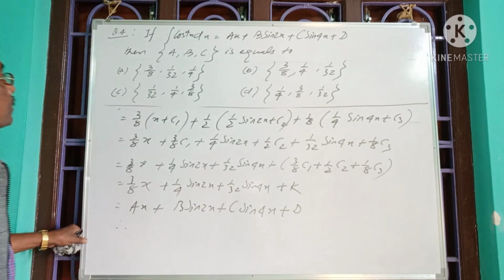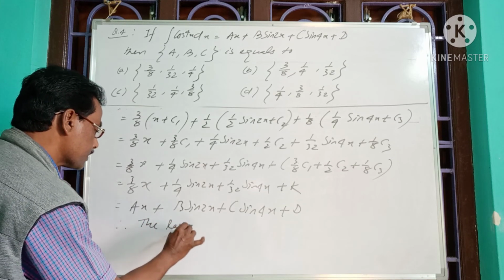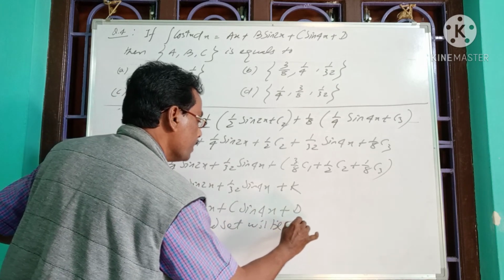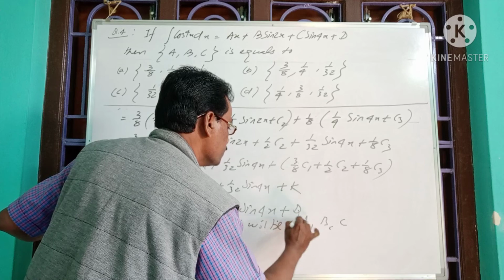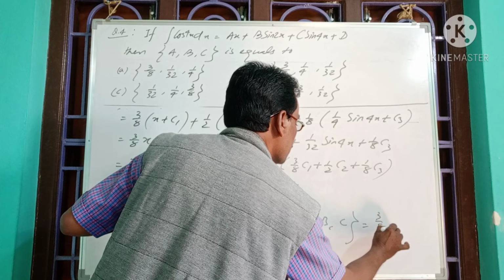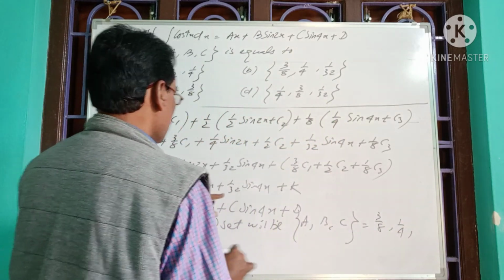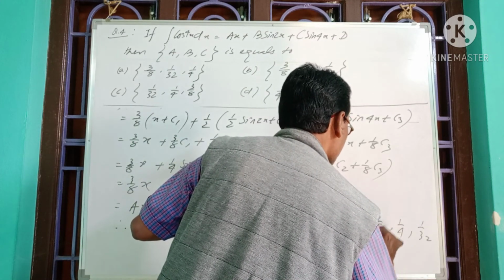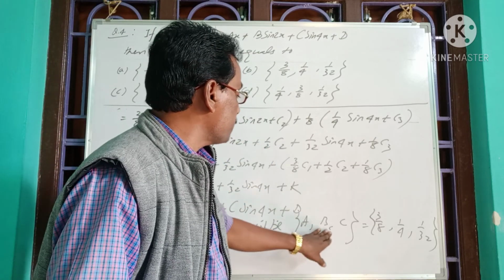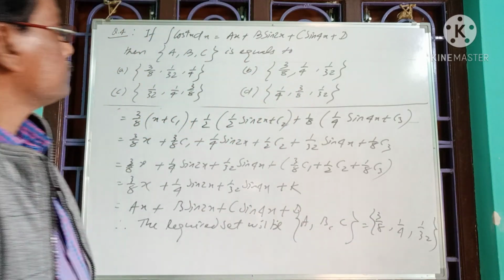Therefore the required set will be a, b, c within set, which is equal to 3 by 8, then 1 by 4 and finally that is 1 by 32. Hence we got the final result of the required set, that is set containing elements a, b, c, which is equal to 3 by 8, 1 by 4 and 1 by 32.